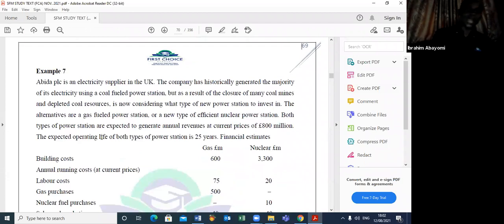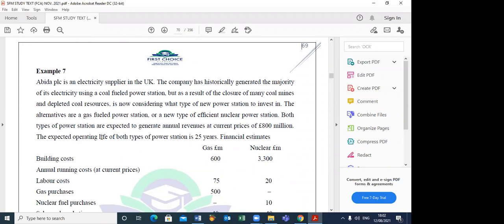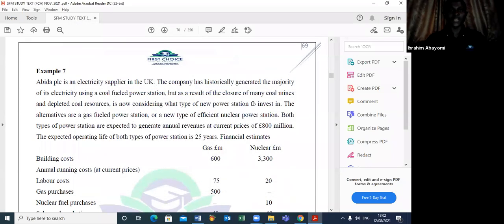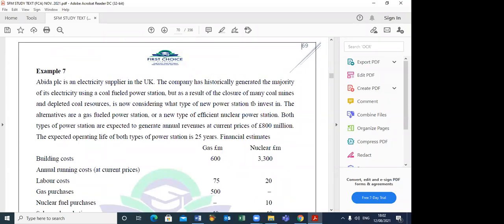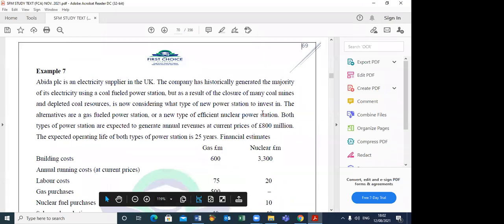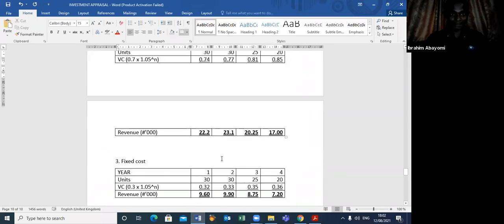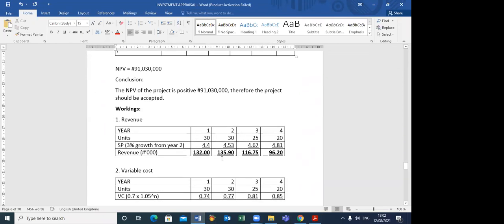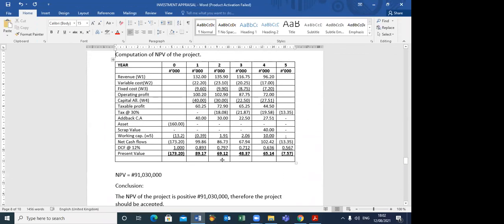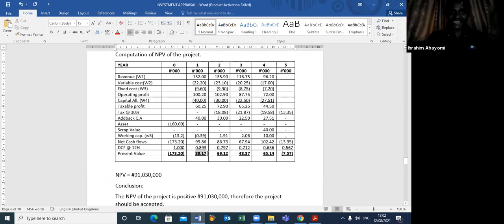Abida PSC. Excuse me, sir. Sorry for taking you back. This last question, I did not get that 91 something. I've done it 2 times. That NPV, Abi? Yes, sir. I was getting 90. Look, add 89.17 to 69.12 to 48.37 to 65.14. Did you do that? What do you have for that?